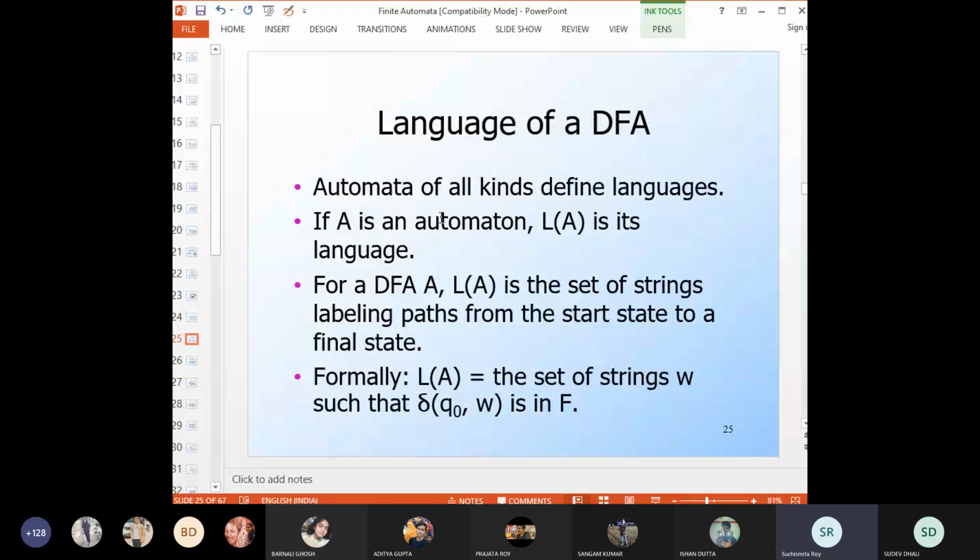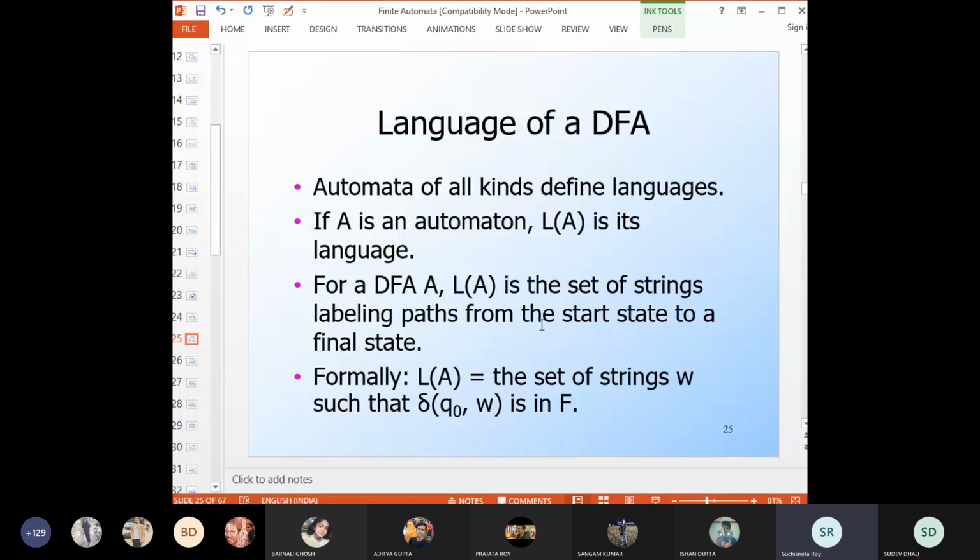Now, presently we are interested in finite automata, and you may have realized that for some time I have been referring to these finite automata as deterministic finite automata. Why this is deterministic will also become very clear, particularly when we discuss what is non-deterministic. For the present, just accept that it is a deterministic finite automata. So if A is an automaton, then L(A) is its language. L(A) is the language which it accepts.